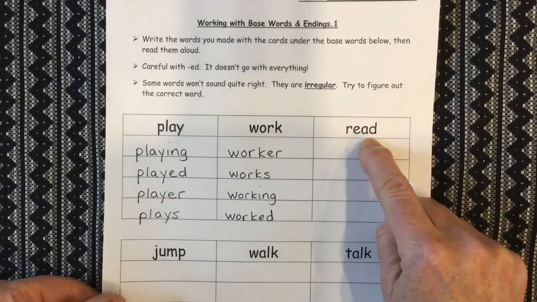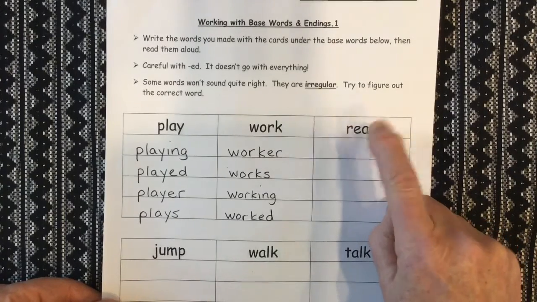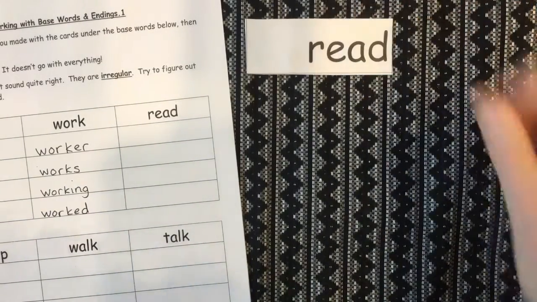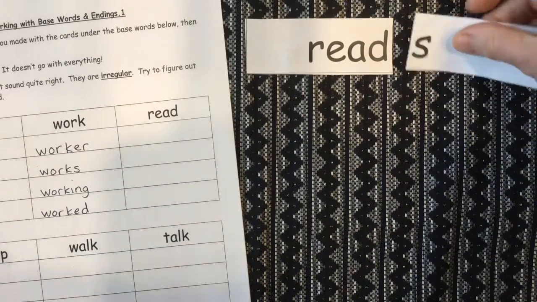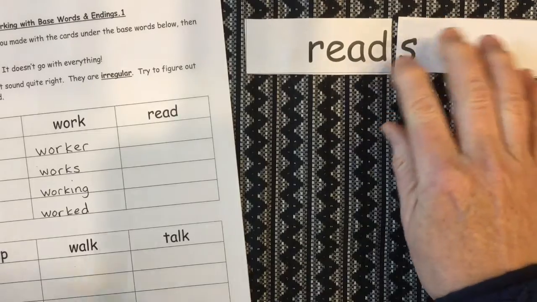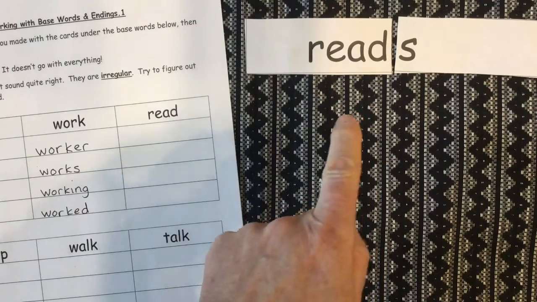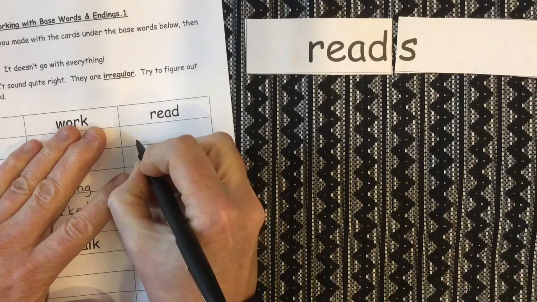Today, the action word or verb we'll be working with is read. Let's get started with read. Okay, so read, I could start off with S. Let's see. Reads, reads. Ooh, there's S making Z ending. Reads. So I make the word, I read it, reads, I write it. I'm going to write it over here.